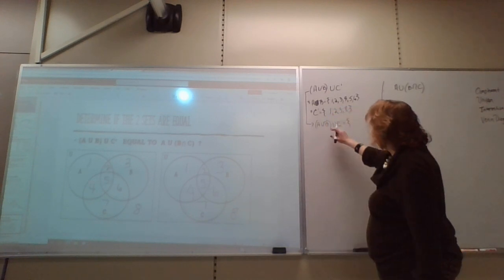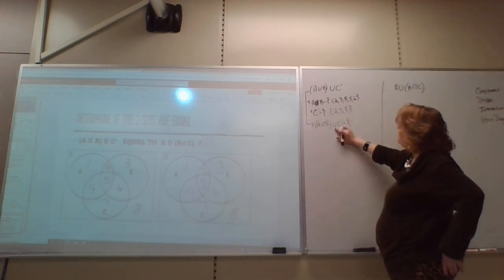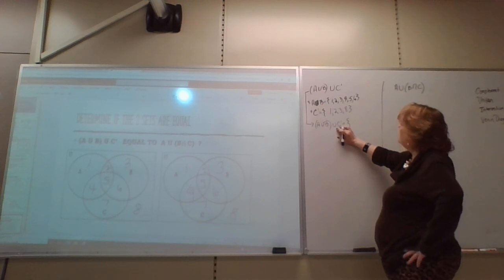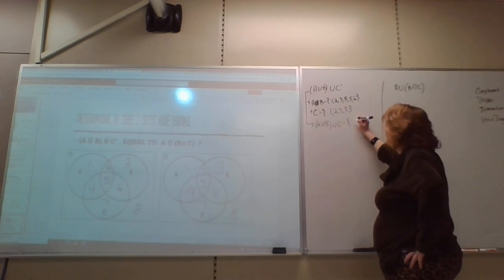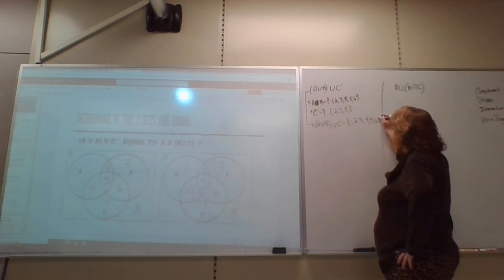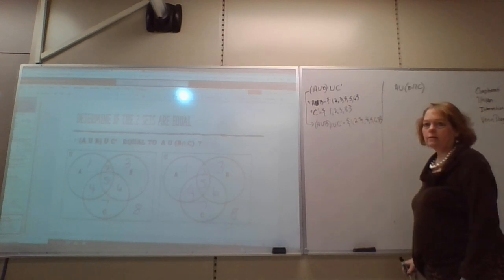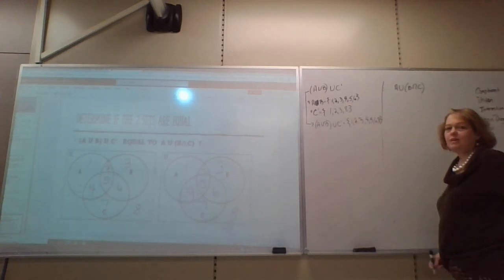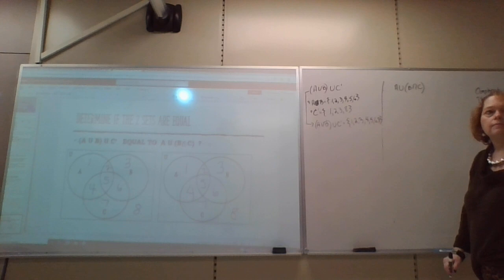So in this right here, we have to do the union. Let's put these together. So what do you get? 1, 2, 3, 4, 5, 6, 8. Right? Okay, we're done with that side. Now we're going to do this side.